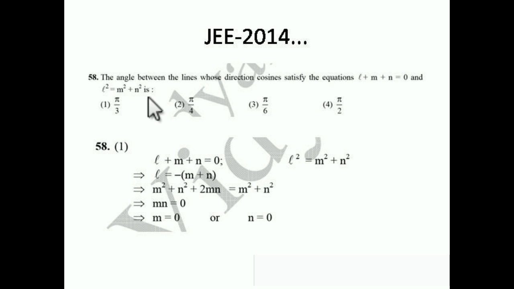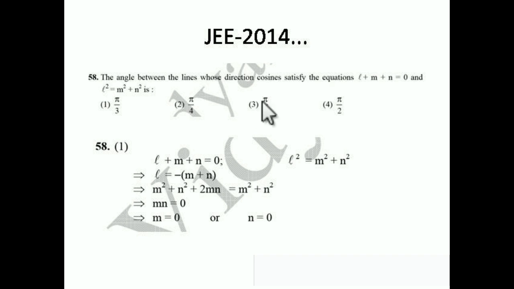Now we have to find out the angle between two lines. Now we have the formula. If the first line has the direction and the second line has the direction, we have the formula: cos theta is equal to the mod of the dot product of the two directions upon the product of their modes. That means (a1, b1, c1) dot (a2, b2, c2) upon the square root of a1 square plus b1 square plus c1 square into a2 square plus b2 square plus c2 square.